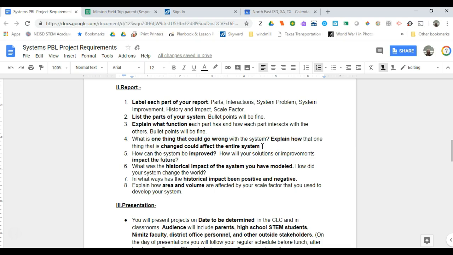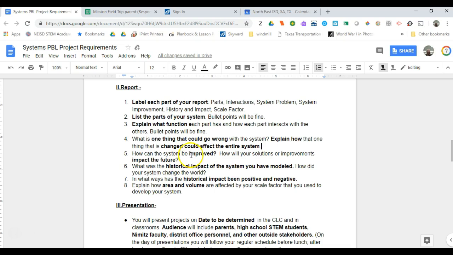So the idea there is that you are understanding how problems with one area impact others, or how changes in one area impact others. This is where you demonstrate that you understand the relationships in this system big time.